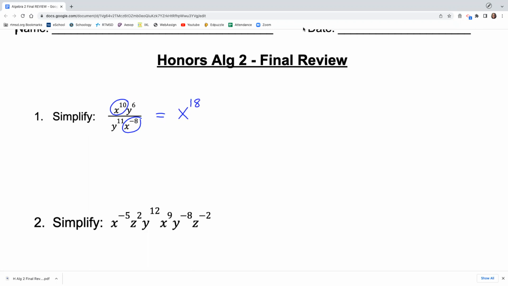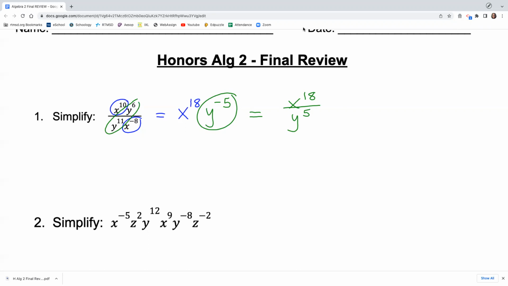And then for the y's, we are going to subtract 6 minus 11. 6 minus 11 is negative 5, so we have y to the negative 5th power. We know that you should never have a negative exponent in your simplified final answer. The x to the 18th stays in the numerator, but the y to the negative 5th goes into the denominator and turns into y to the 5th power.